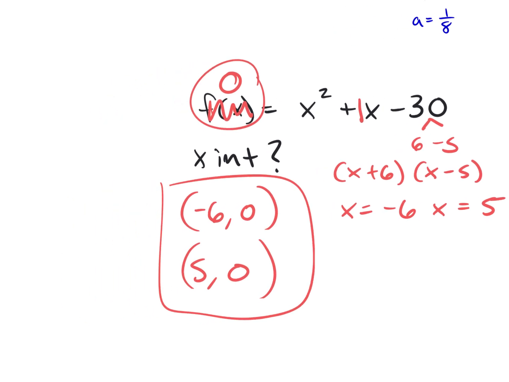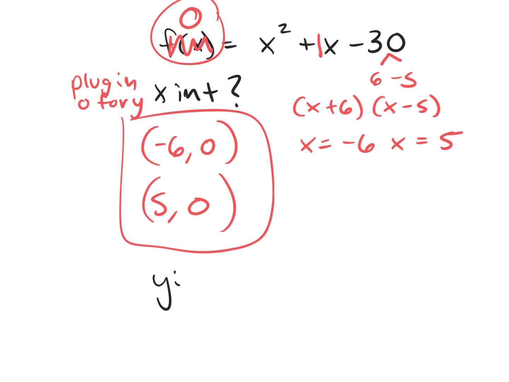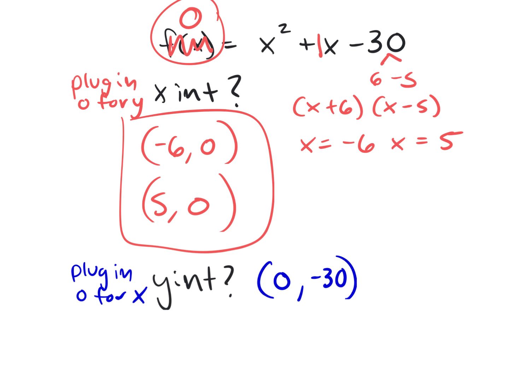So to find the x-intercepts, plug in 0 for y. What about for the y-intercepts? Plug in 0 for x. What would our y-intercept be here as a point? 0 comma negative 30. We plugged in 0 for x, so 0 is going to go in the x spot. And then when we plug in 0, we get 0 plus 0 minus 30, so it'd be negative 30. Your C is always going to be the y-intercept.